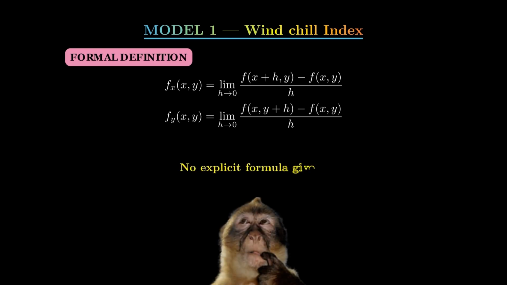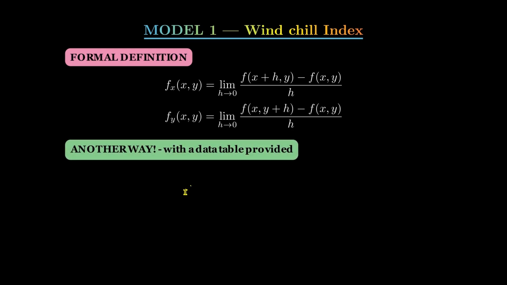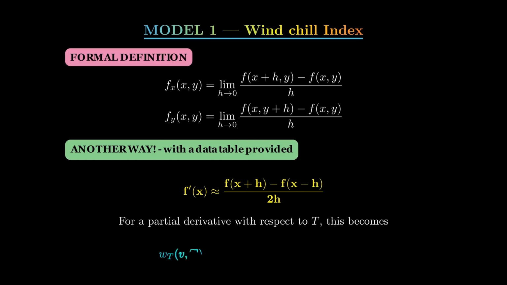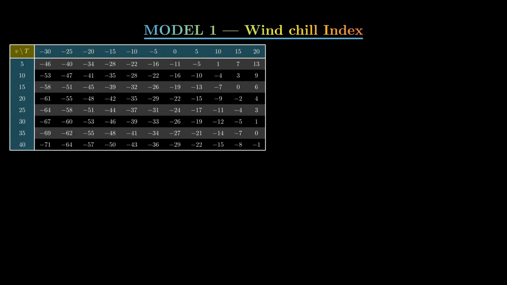In the real world, we usually do not have an explicit formula. More often, a data table is provided. To handle that, we approximate the partial by looking at the values just above and below our target. Now return to the questions.